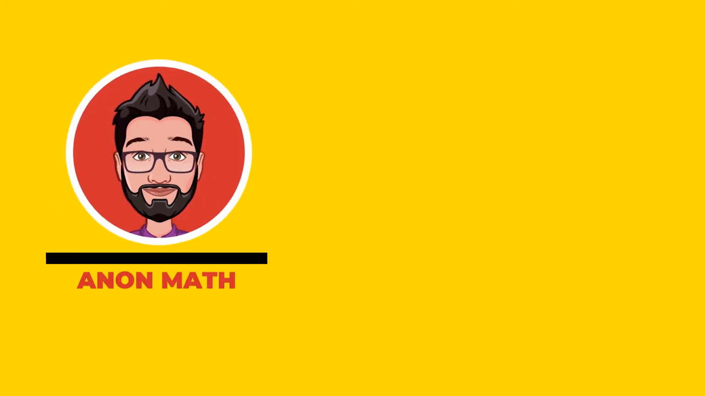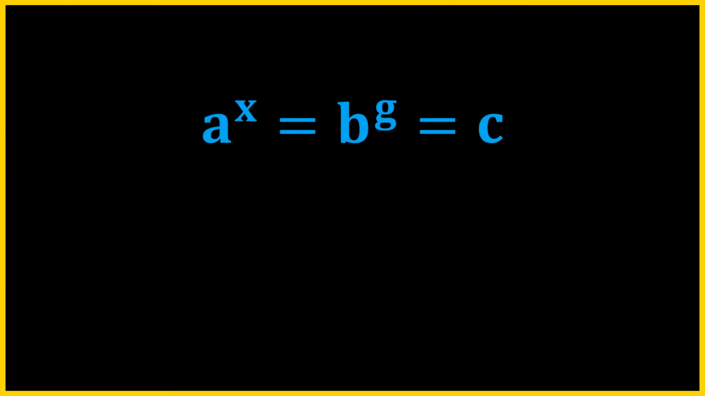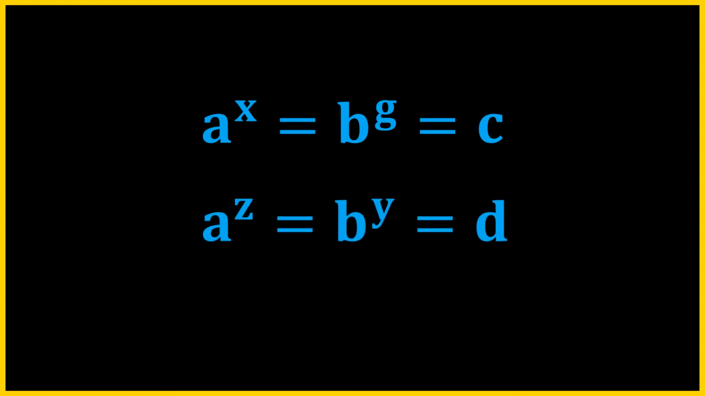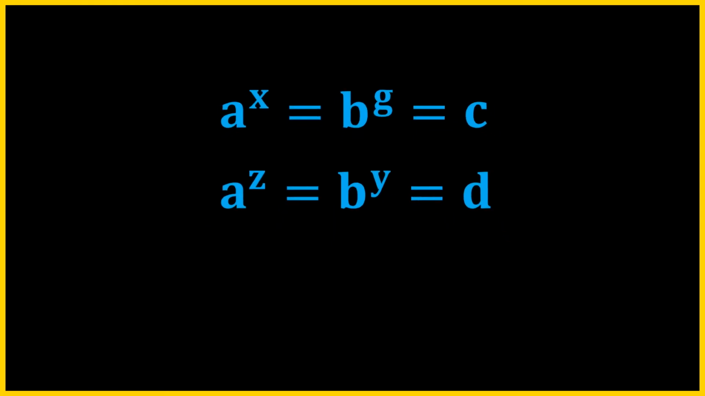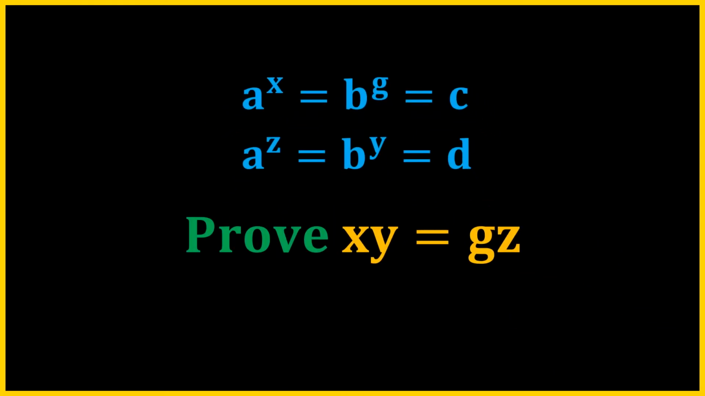In this video, we're going to take a look at a very interesting problem related to exponents. We're given that a to the x equals b to the g equals c, and a to the z equals b to the y equals d. And we're supposed to use these two equations to prove x times y equals g times z.